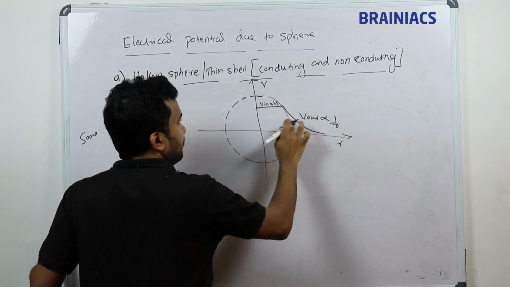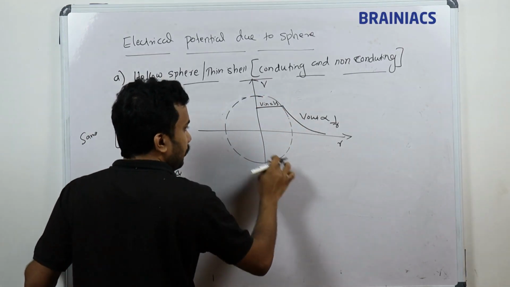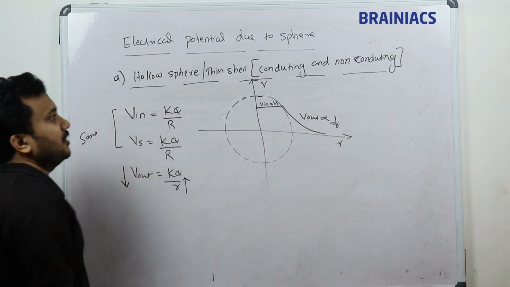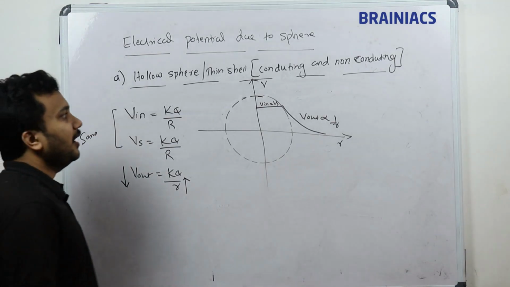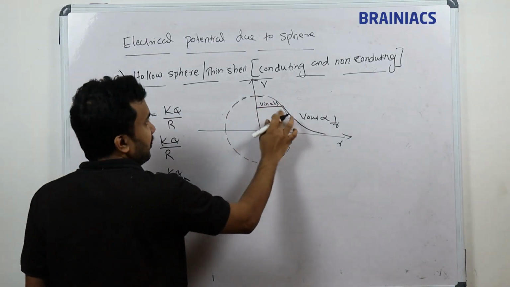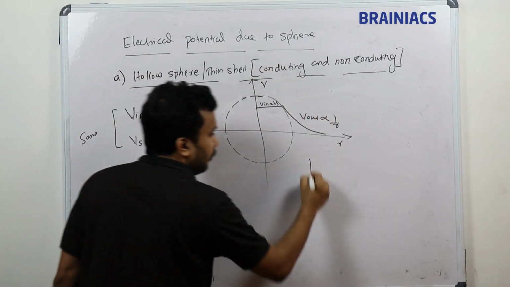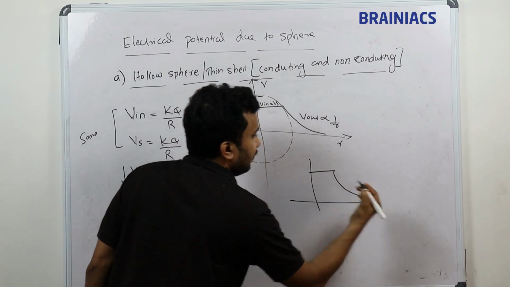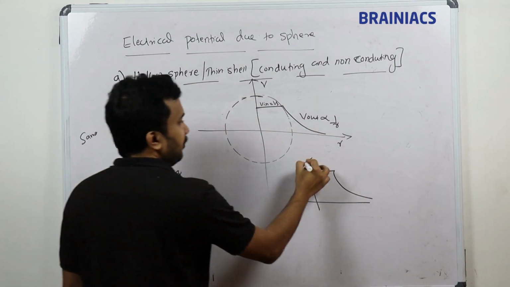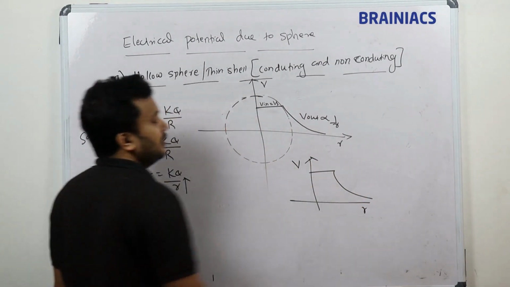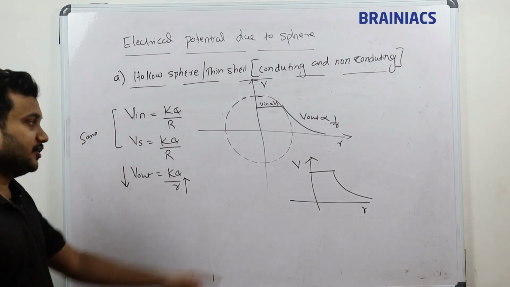So this is your sphere. What kind of sphere is it? This is nothing but your hollow sphere. Charges are present only at the surface, so the potential is constant inside, then it reduces. If you plot only the graph, it looks like this. This is a plot between the potential and the distance. Okay, this is very important.